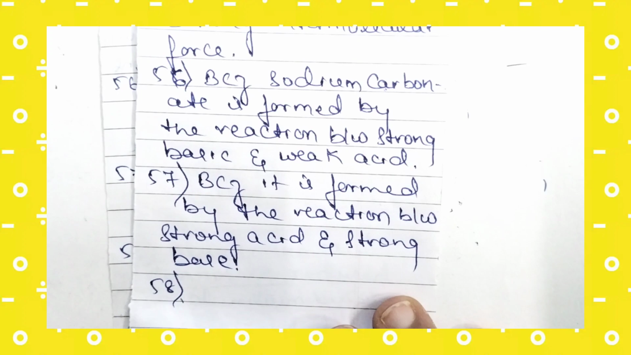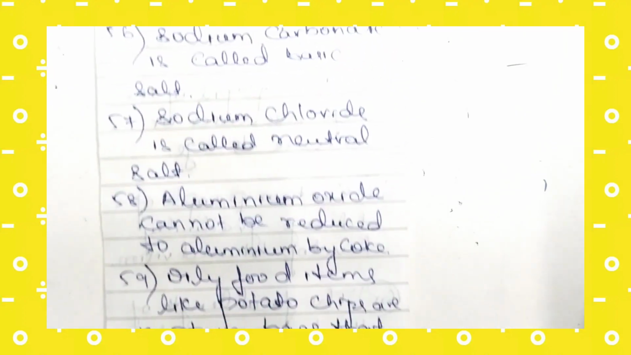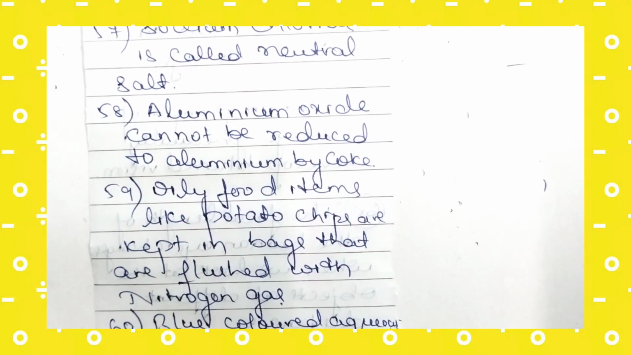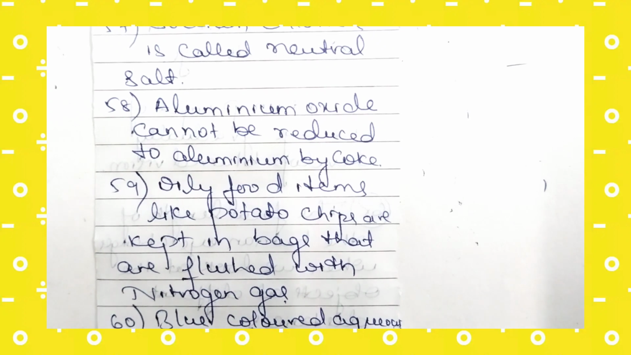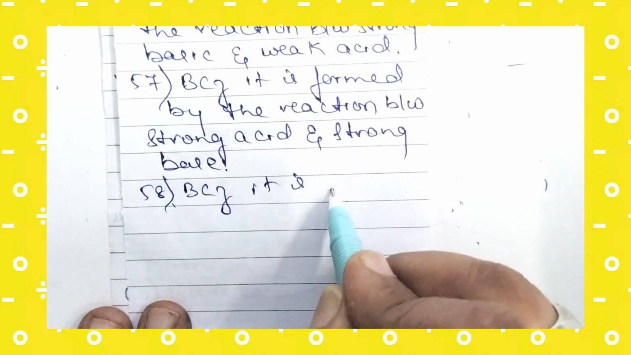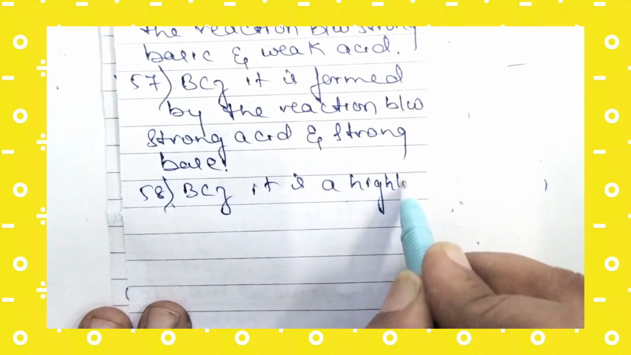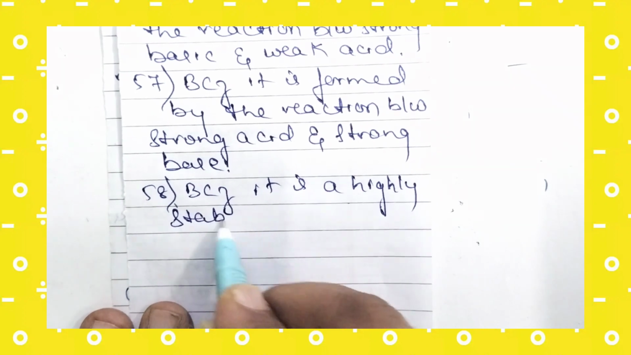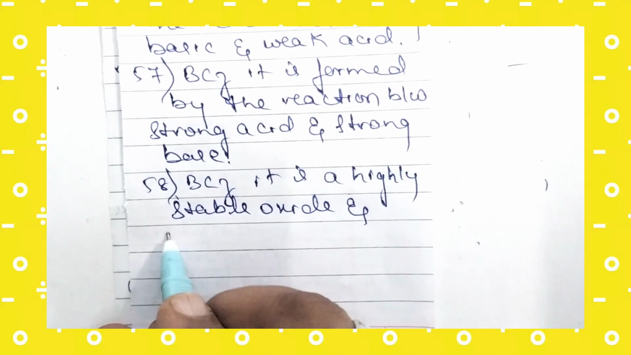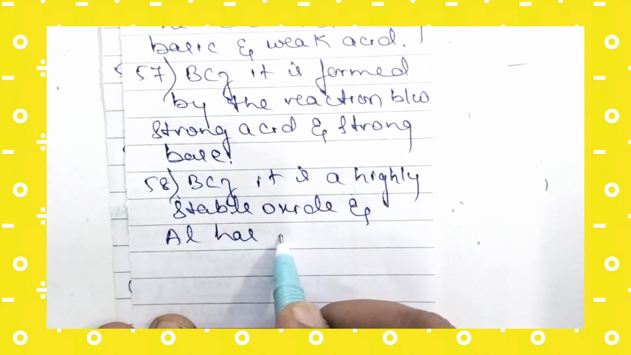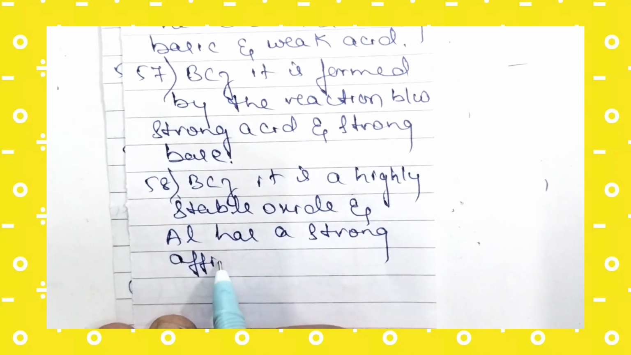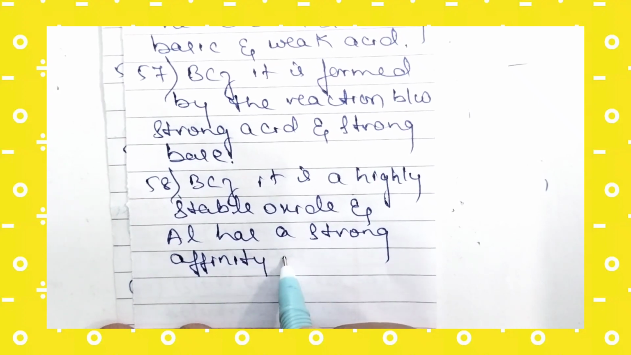Now let us move for question number 58. So 58 question is aluminum oxide cannot be reduced to aluminum by coke because it is a highly stable oxide and aluminum has a strong affinity for oxygen.